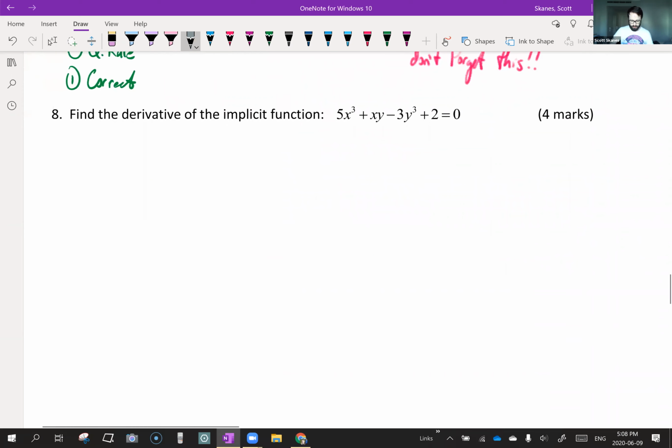So let's do the implicit function. We have this one, and then I think maybe one more question. We just have this one and one more, and we'll be done. For some reason, there's two 8s on this, but that's okay.